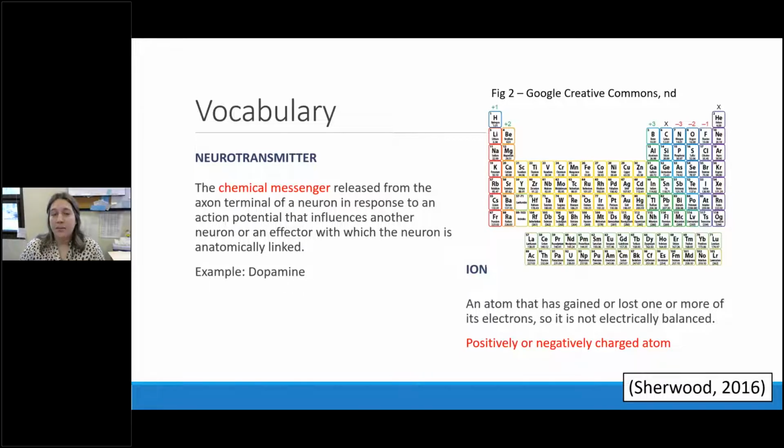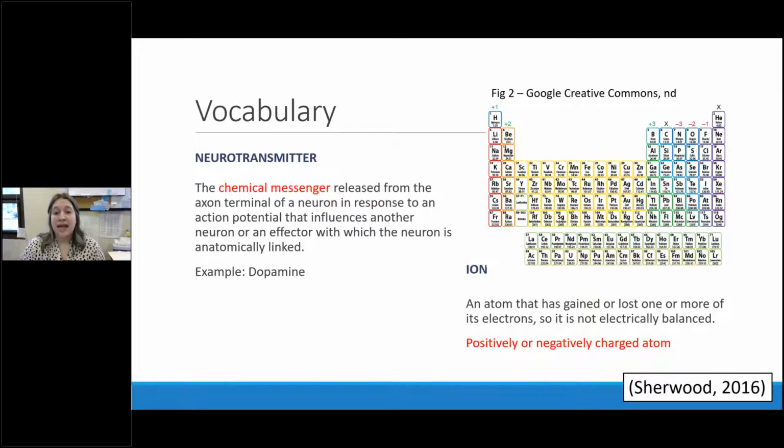An example of a neurotransmitter is dopamine, which is a self-stimulating neurotransmitter. Drugs that combat psychosis, like amphetamines, stimulate the release of dopamine from neurons.